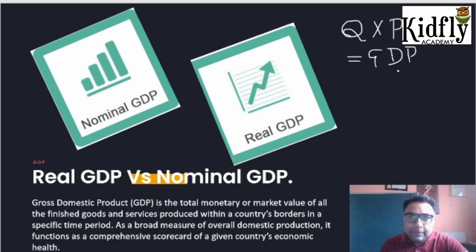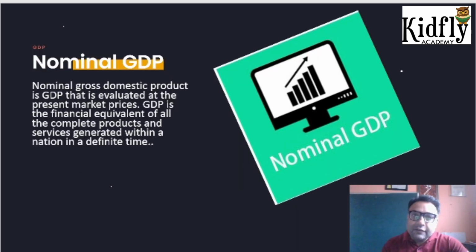right? But there are two categories of this GDP. The first one known as nominal GDP and second one is real GDP. When we are talking about nominal GDP, here the GDP is calculated based on the current year price. So whatever the quantity of output that is there, we are multiplying it by the current year price of those goods and we come to know the value of nominal GDP.